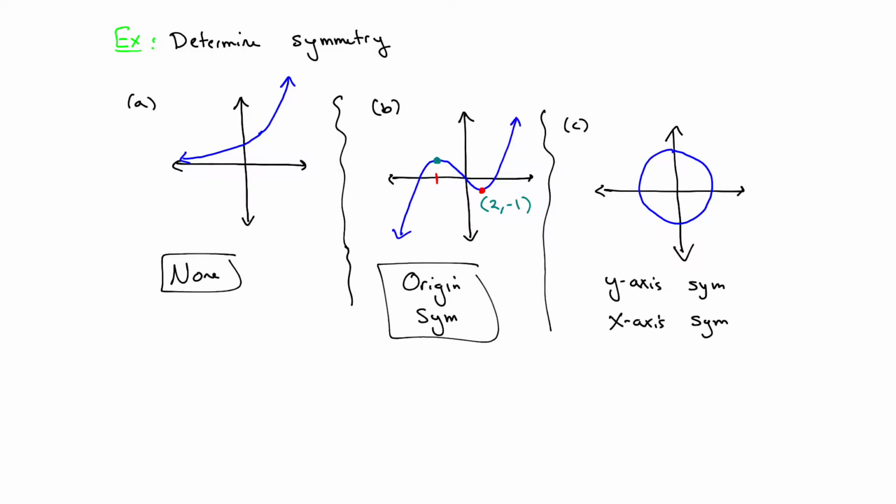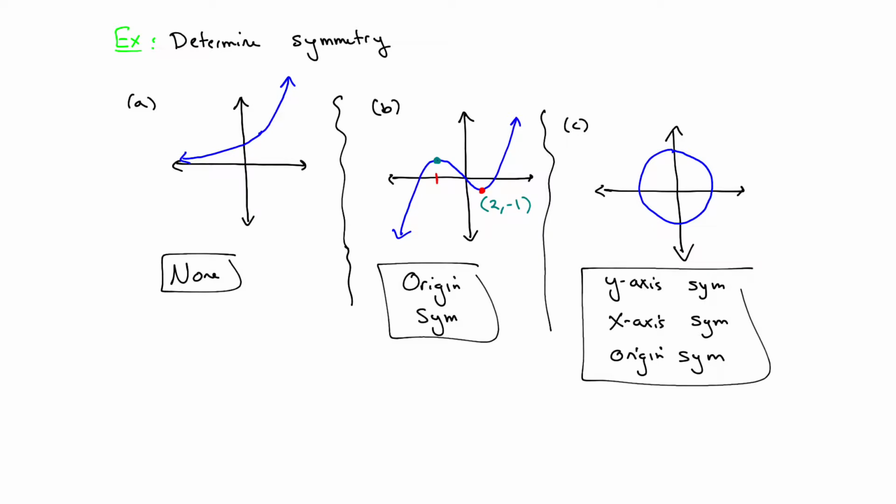And last but not least, if I take this point, the opposite version of it would be over here. And then similarly this one over here and vice versa. So this one also has origin symmetry. As an interesting little tidbit, and we'll do this in the extra problems at the end of the lecture, if you have two forms of symmetry, you automatically have the third. It's pretty cool, actually. But anyways, back to the thing.